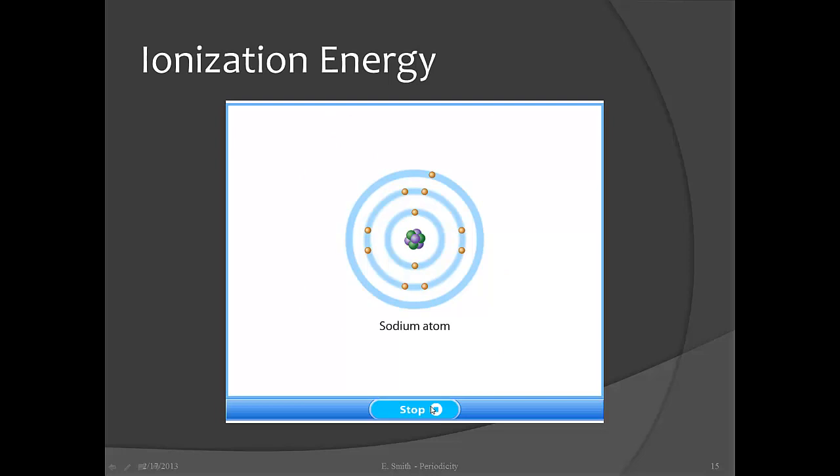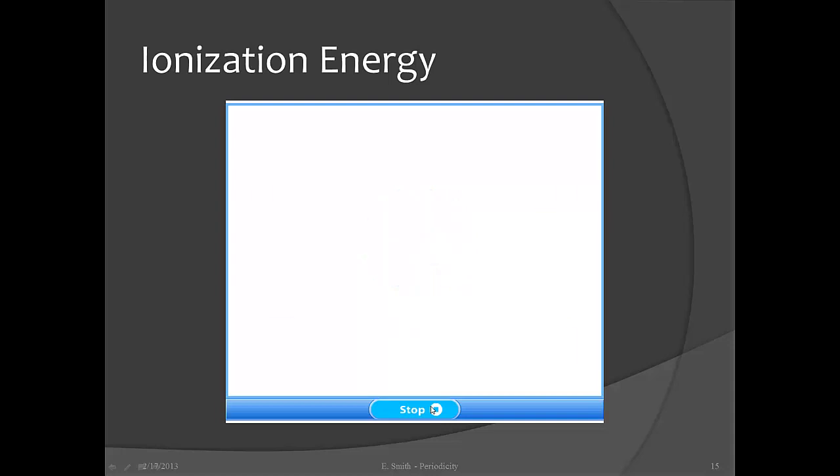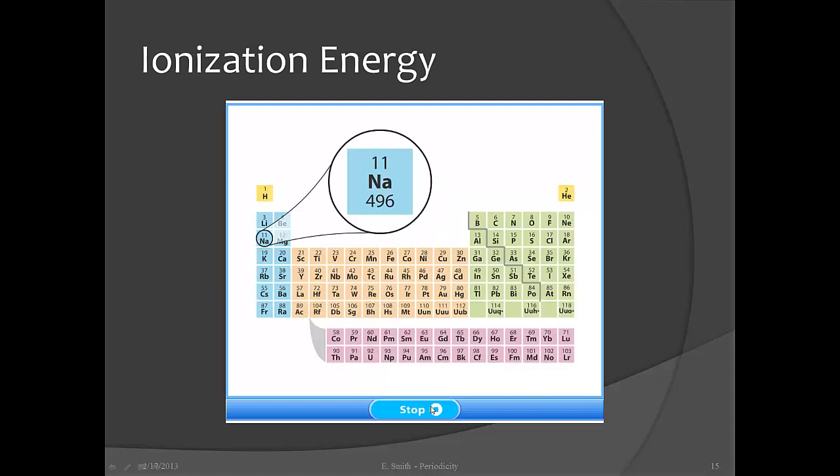A sodium atom is ionized when energy is added to remove an electron. The amount of energy required to do this is called the ionization energy. Ionization energies differ among atoms. This table shows the ionization energy required to remove the first electron from an atom.